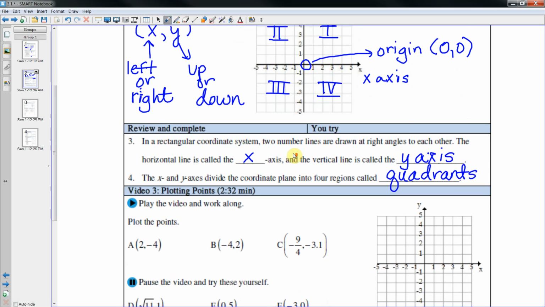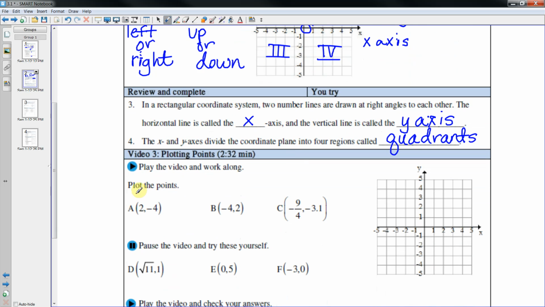So let's do some actual plotting of points. Remember, the first value is my x value, the second value is my y value. Don't make a dot until you get to the y value. So if I've got 2, negative 4, that means I'm going to go to the right 2 places, so I'm going over to positive 2, and then since this is a negative 4, I'm going to go down 4. So right 2, down 4, and then I would make a dot right here. This would be 2, negative 4.